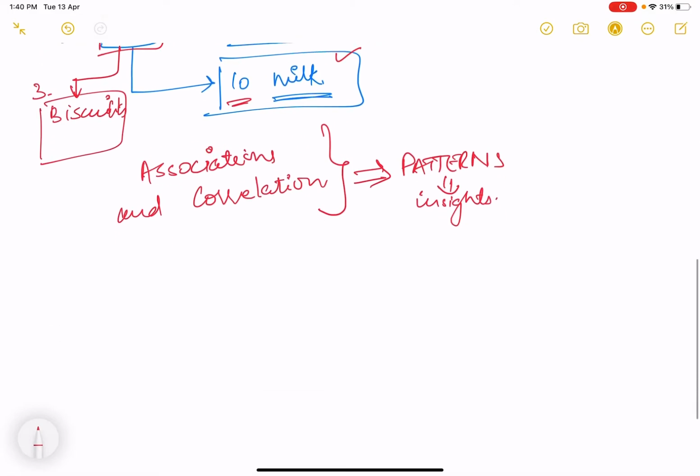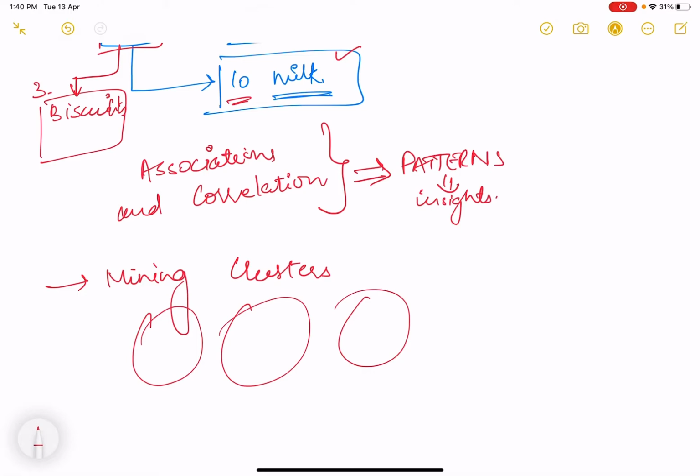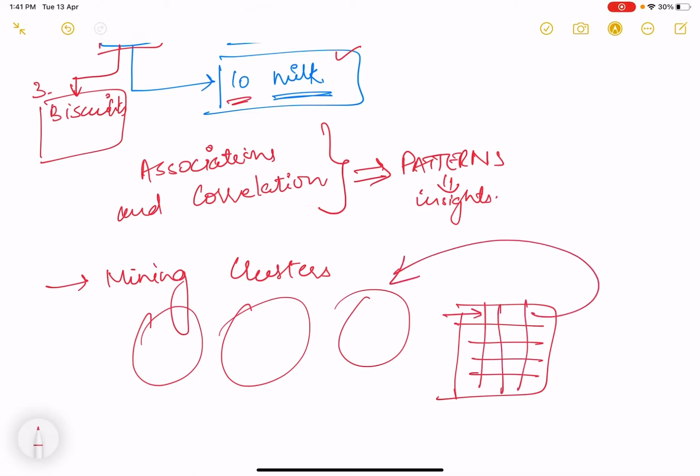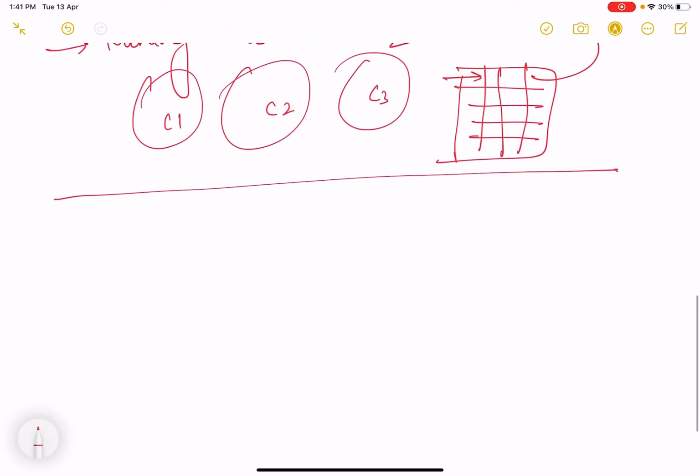Another thing could be mining of clusters, which means that already there are clusters which are present, and now we have a data set or database in which every row is an instance, and we have to check which among the following clusters this instance will fall into. This is a descriptive function where we already have data and already have labels for it.